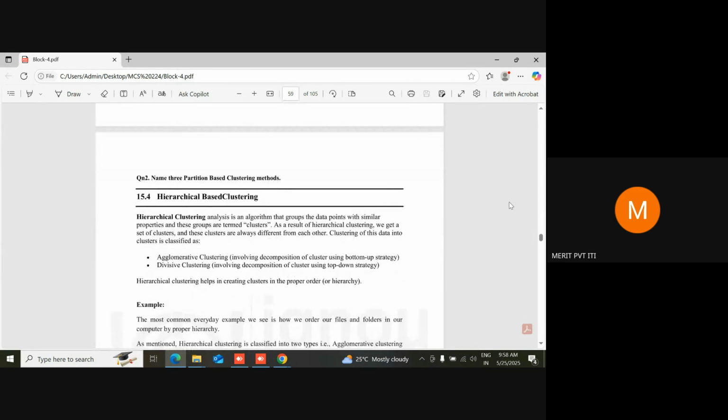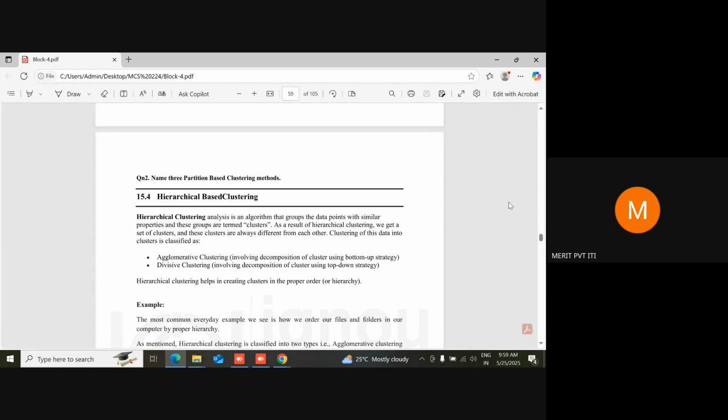Hierarchical based clustering. Basically, hierarchical clustering is an algorithm that groups data points with similar properties, and these groups are termed clusters. As a result of hierarchical clustering, we get a set of clusters, and these clusters are always different from each other. Hierarchical clustering is classified as agglomerative clustering, involving decomposition of clusters using a bottom-up strategy, and divisive clustering, involving decomposition using a top-down strategy. So that's the bottom-up and top-down strategy.